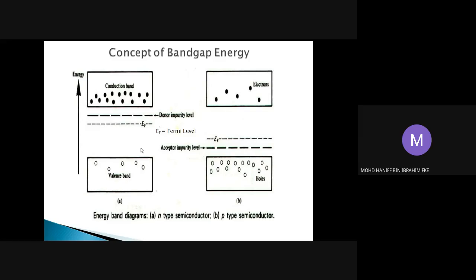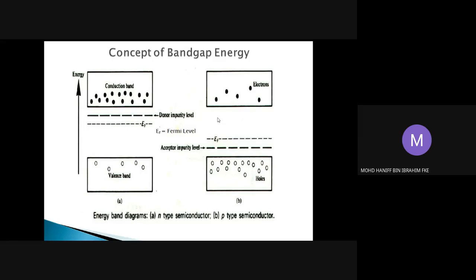As we have learned before, for the N-type semiconductor we have more electrons as the majority carriers, and these carriers are located in the conduction band, because the Fermi level for the N-type semiconductor is located quite near to the conduction band. So it is easier for the electrons to move up to the conduction band. That's why the majority of the carriers are located at the conduction band.